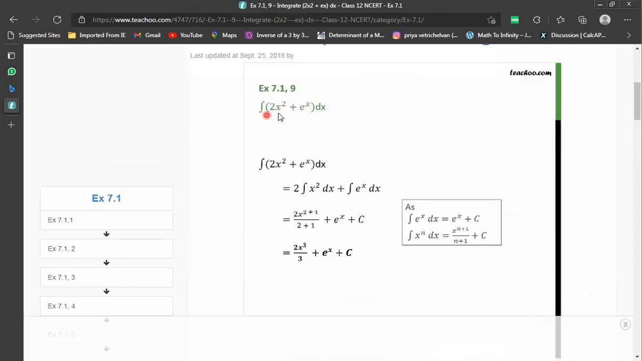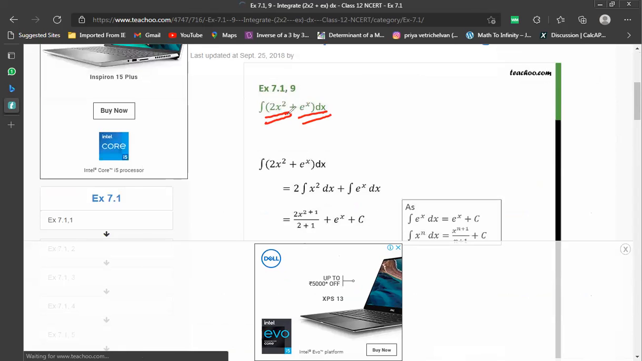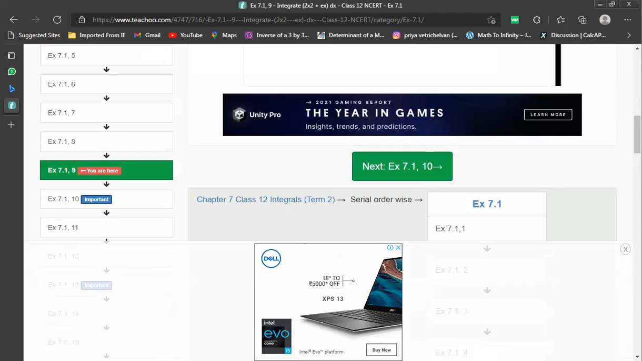B. It's 2x square plus e power x. So the integration of e power x is e power x only. Integration of 2x square: here the 2 is in multiplication, so just keep the 2 as it is, and the integration of x square will give you x cube upon 3. So it's going to be 2 by 3 into x cube plus e power x plus c.